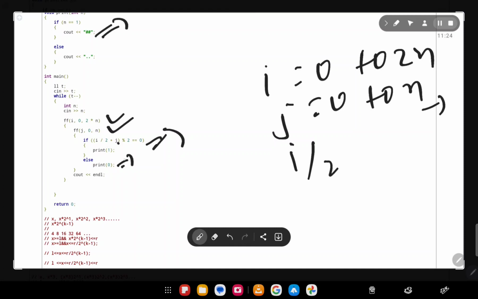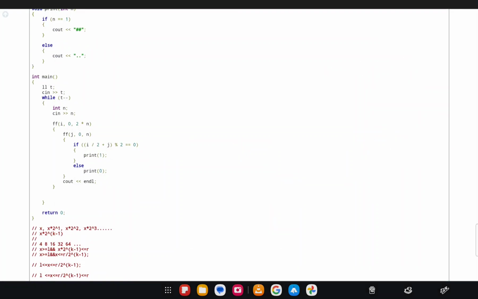If this condition, i plus j modulus 2 is equal to 1, then you have to print this type of format. So basically this was the code. So now let's move to the third problem.